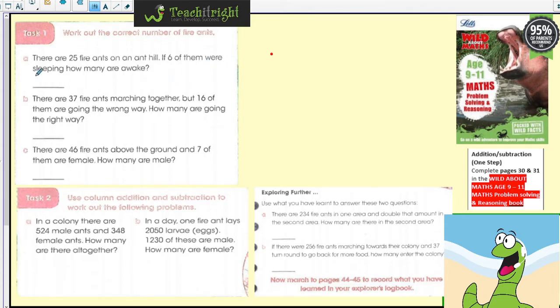Looking at number 1, there are 25 fire ants on a hill. If 6 of them are sleeping, how many are awake? To translate that, I just have to realise they want the difference between the two. That's 25 minus 6. 25 minus 6 leaves you with 19, because of course you can take away 6 from the 25, but that leaves 1 more. You just take away 1 more from the 20 to get you down to 19. But that is the translation part, where you're just turning it from all these words into simple numbers.